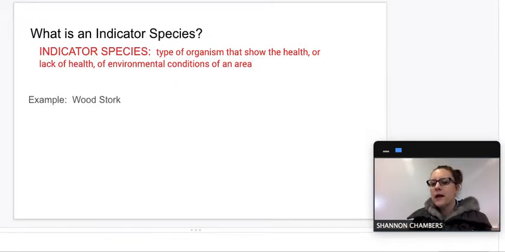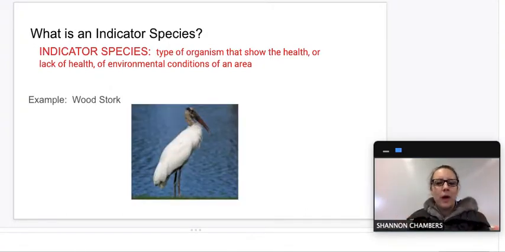I'm going to give you an example to explain what this actually is. My favorite example is the wood stork. If you've ever heard of a stork before, I don't know if you've seen one in real life, this is what they look like. They're a huge white bird.